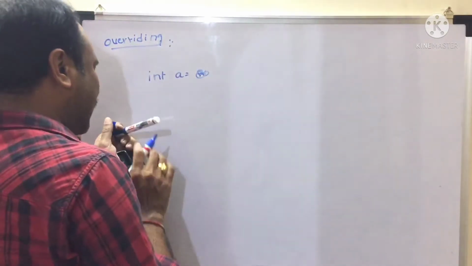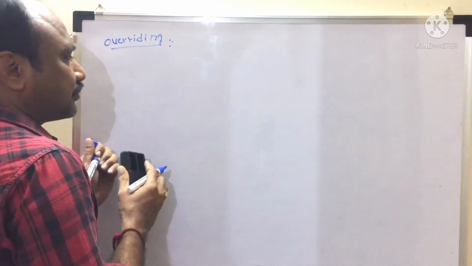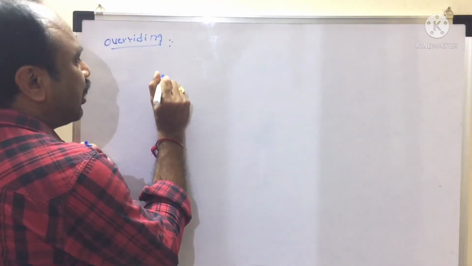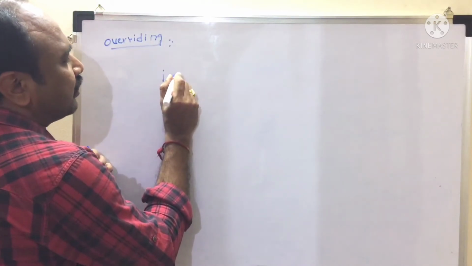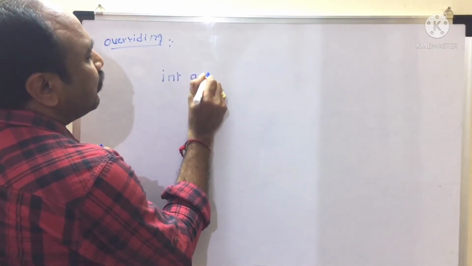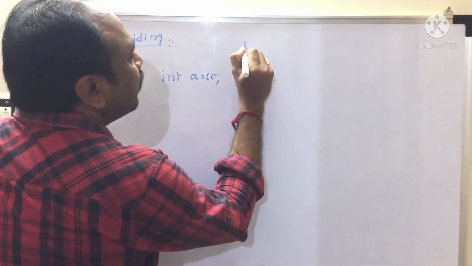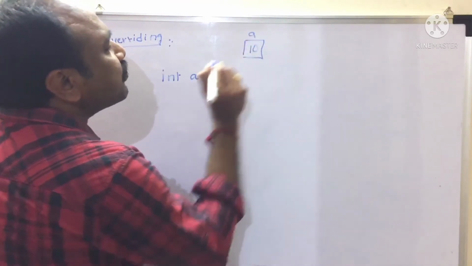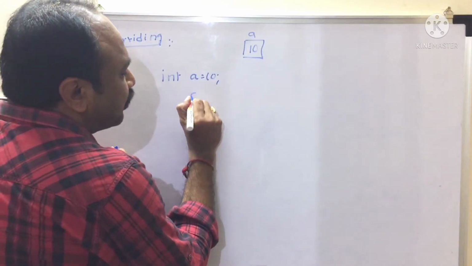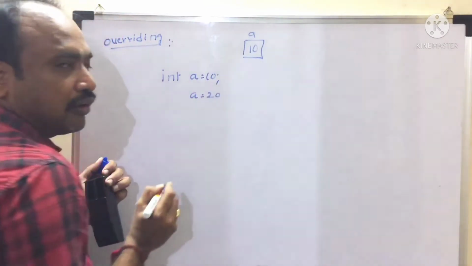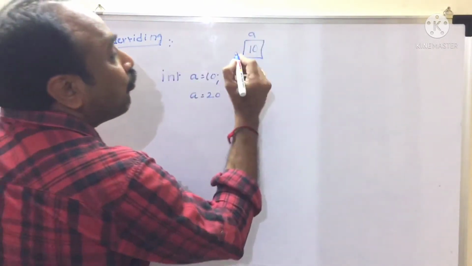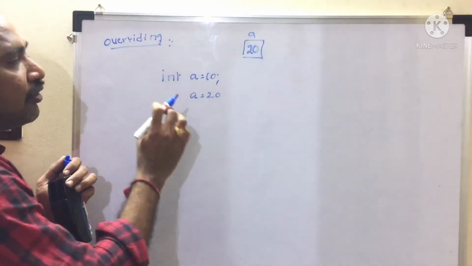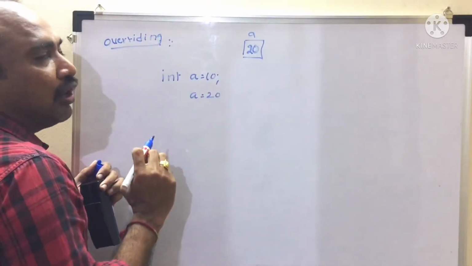Coming to programming, for example, in your C language, we are using a variable int a equal to 10. Here, the variable name is a, and the value of a is 10. If I specify a equal to 20, what will happen? This 20 will overwrite 10. If you print the a value, it will print 20 only.